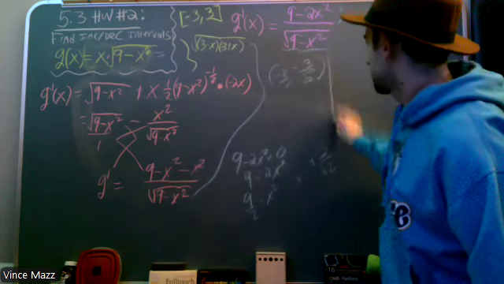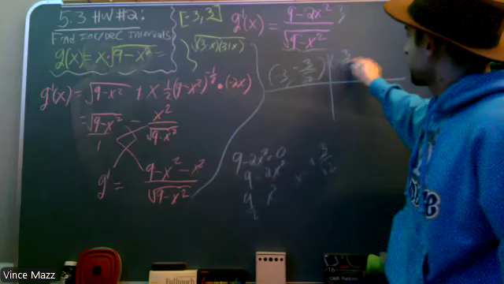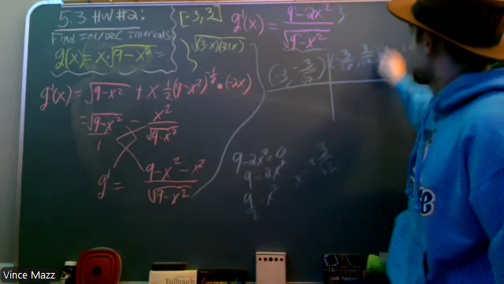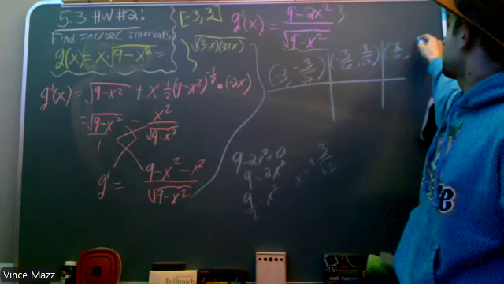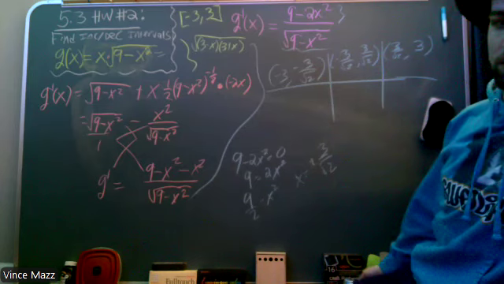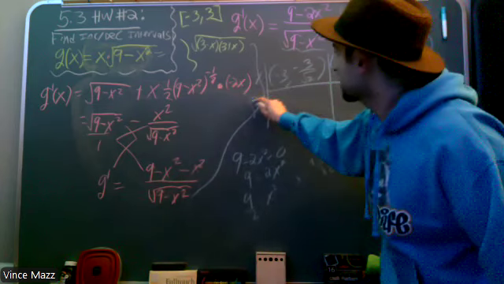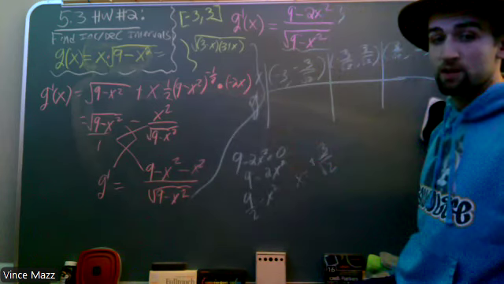Okay. And then you've got your intervals: -3 to -3 over root 2, -3 over root 2 to 3 over root 2, and then 3 over root 2 to 3. Cool. So those are your x values. And then let's look at g prime, not f, and plug in numbers in the intervals.